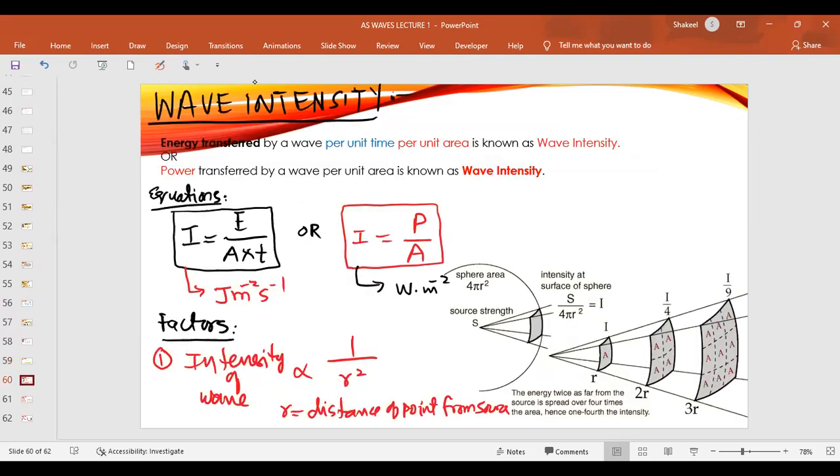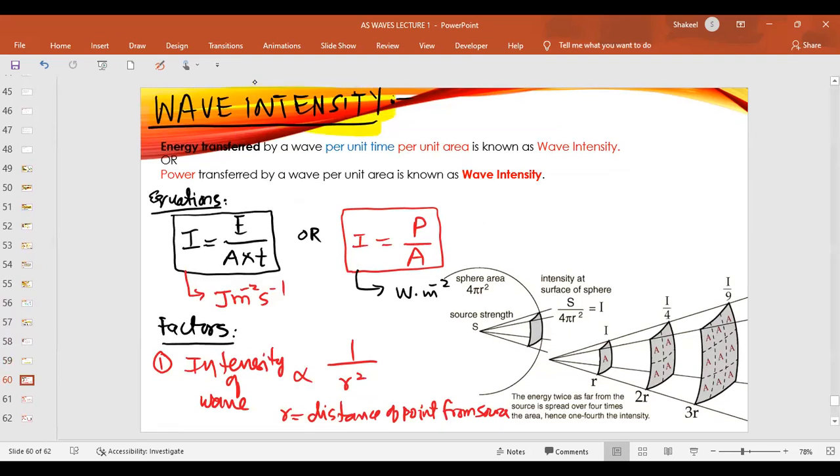Okay, the next important topic is wave intensity. This is equally important as the phase difference. So what is wave intensity? It is energy transferred by a wave per unit time per unit area, or it is power transferred by a wave per unit area. Intensity means strength, like the amount of light, the amount of radiation. So if the amount of radiation is increasing, we say intensity is increasing.